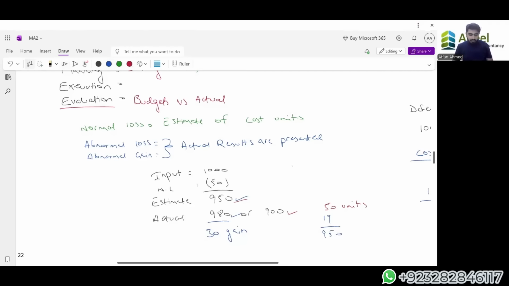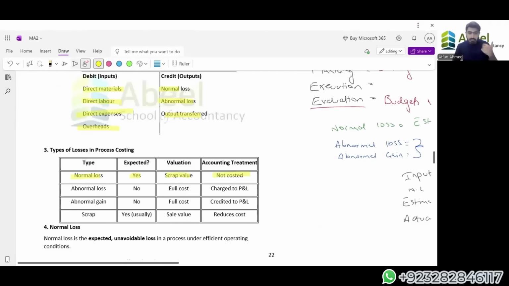We'll just read the wordings here, see the tables and some examples as well, so that we can relate to the examination questions better. So abnormal loss, is it expected? No, it is not. What is the value? The full cost, because we cannot recover the cost at any stage. We can only go for the salvage value, but that is not something we can estimate or identify earlier on. It is charged to P&L, so where we have a loss or benefit, that is recorded in the income statement and the profit and losses are equally identified.